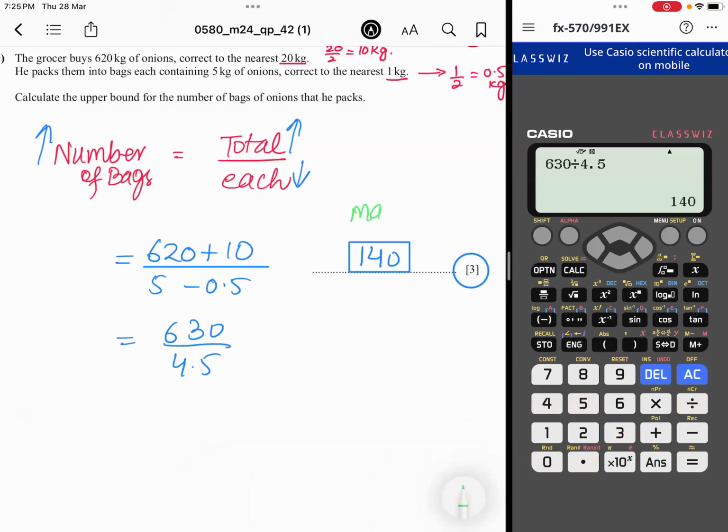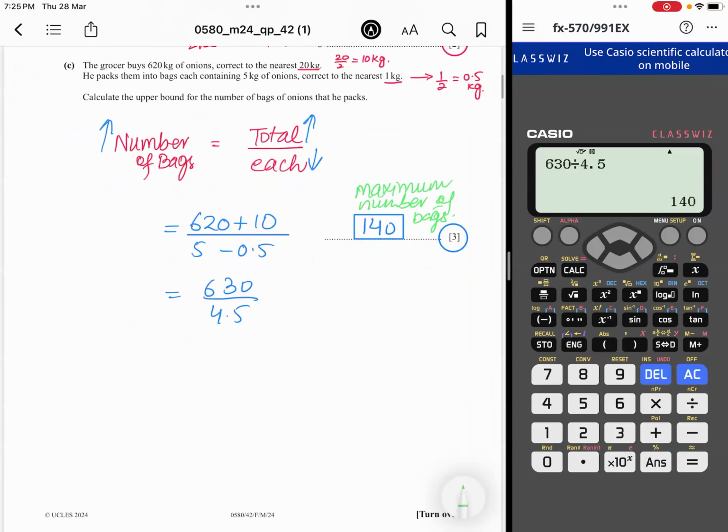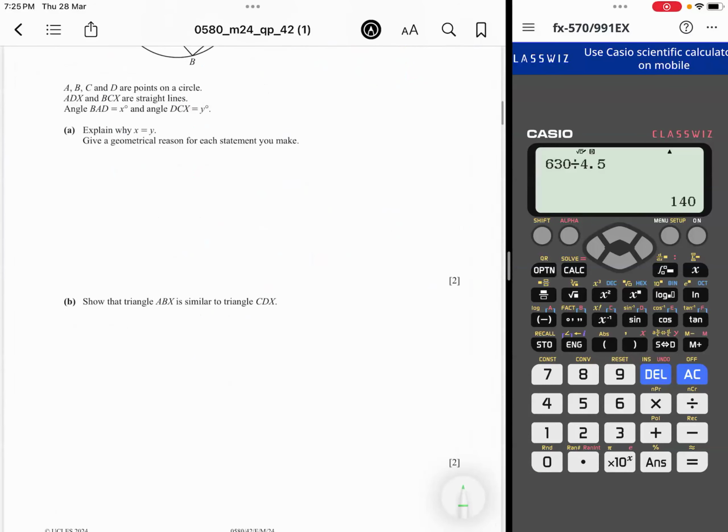This is the maximum number of bags. Got it, everybody? Okay.